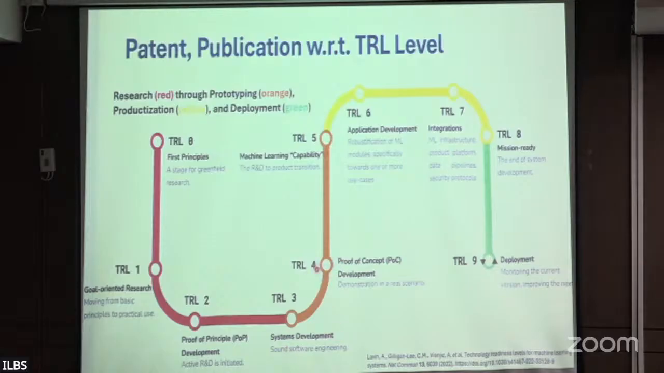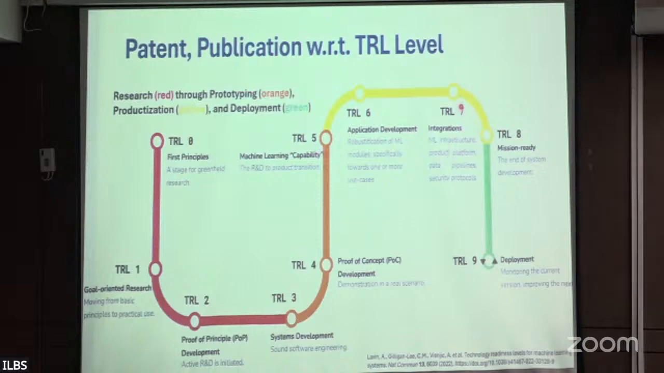Then TRL3, the system development, the model training part. And then the proof of concept, which is somehow overlapping. These TRL levels 2 to 4 are actually iterative. So what is feasible, what should we do, what algorithm is based. This is the area where we are developing the model, identifying the feasibility and fixing things. Then the machine learning capability is 5. TRL 5 and 6 are application development. These two steps are the actual implementation of the model.